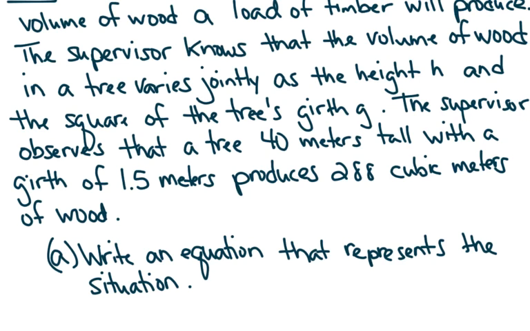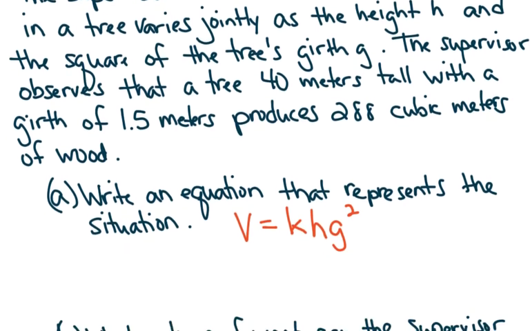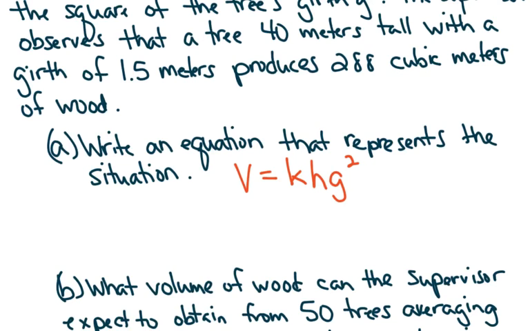Since it says the volume of the wood, we're going to use V for volume. And the volume of the wood varies jointly as the height and the square of the tree's girth. So we're going to start off with V is equal to KHG squared. But now they gave us some numbers to plug in so that we can find the constant of variation. They told us that the volume is 288 cubic meters, when the height is 40 meters and the girth is 1.5 meters. Don't forget we need to square it.